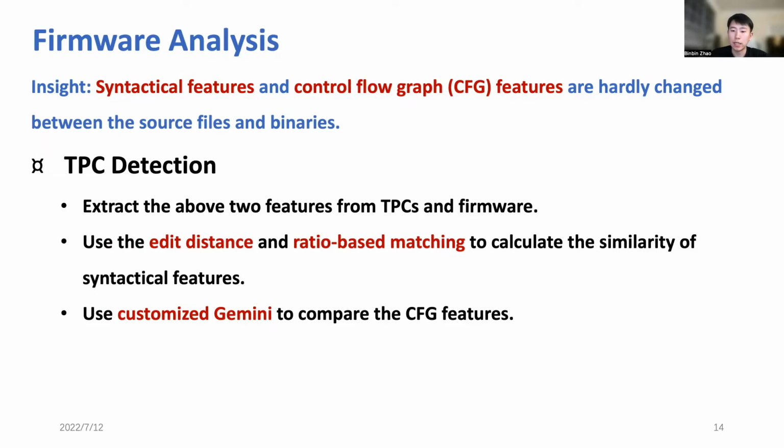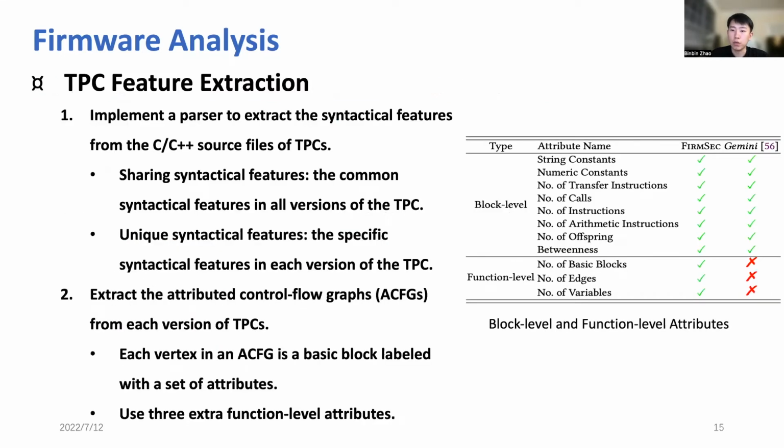Gemini is a system designed for recognizing the similar code between different binaries by comparing the CFG features. First, we extract the two features from TPCs. We first build a parser to extract the syntactical features from C source files of third-party components. Second, we extract the attributed control flow graphs from each version of TPCs. ACFG is defined by Gemini. Each vertex in ACFG is a basic block labeled with a set of attributes. And except for the block level attributes used by Gemini, we also adopt 3 function level features.